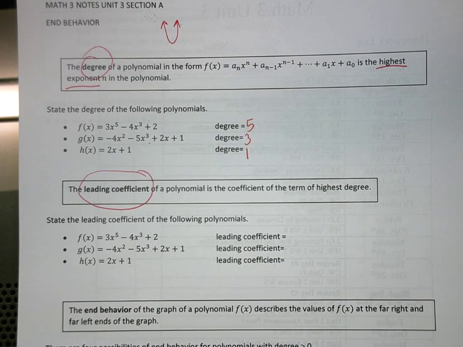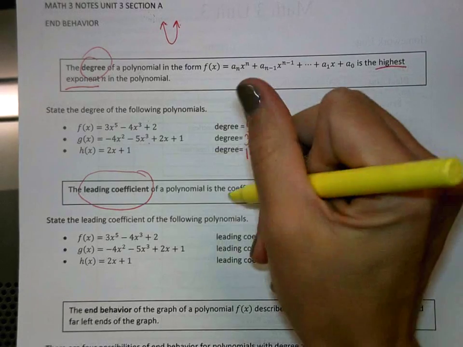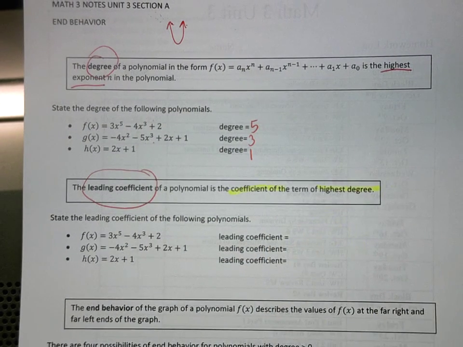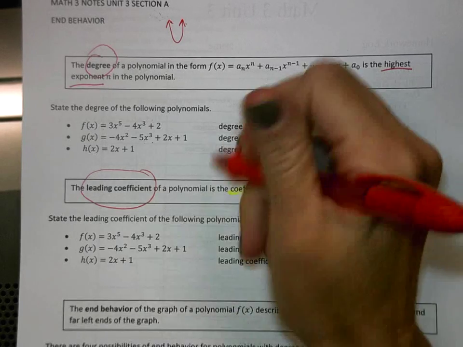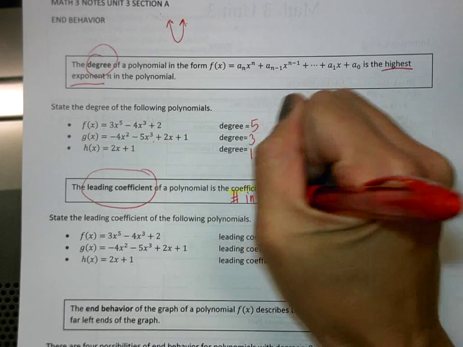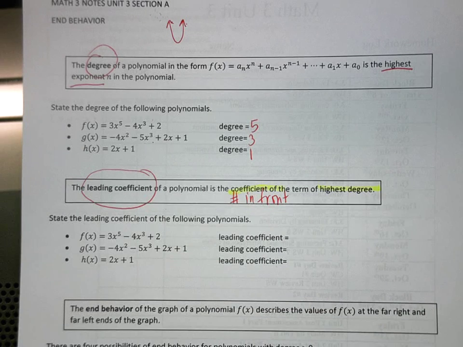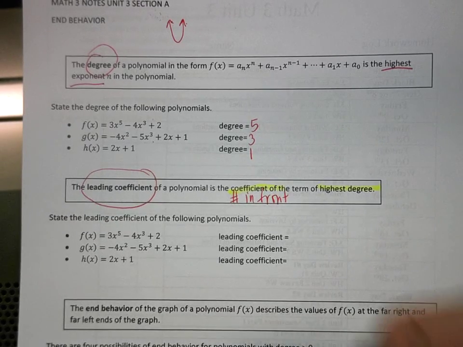Okay. The next thing that's important for graphing is the leading coefficient. Your leading coefficient is always the coefficient of the highest degree. Now, what does coefficient mean? Very good. Coefficient is the number in front, including positives and negatives. So going to f of x, what would be the leading coefficient? 3 is correct. So the leading coefficient is 3.